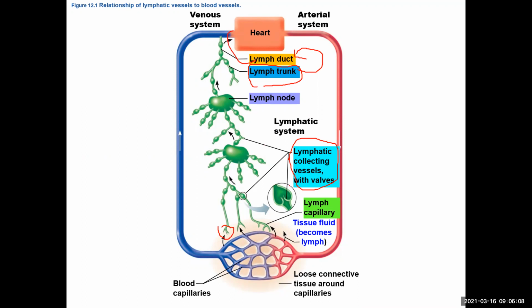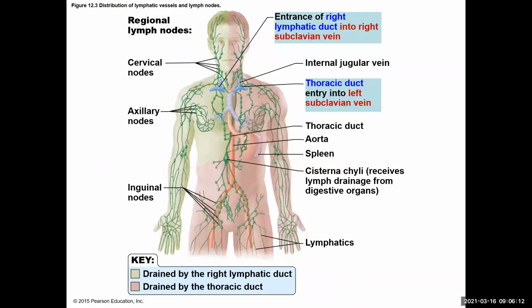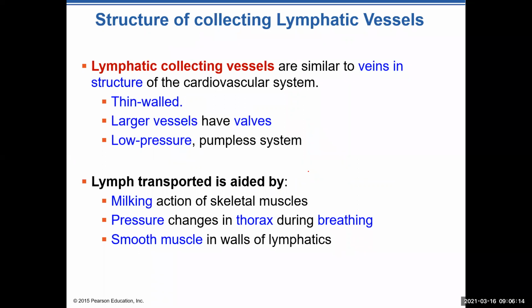Other than that, what you need to know about the lymphatic vessels is how they are different or similar to the veins or blood vessels. Remember that lymphatic vessels are similar to the veins in structure. They're thin walled like the veins, and there's no pulse. We discussed that it's a pumpless system, so no pulse in the lymphatic vessels.